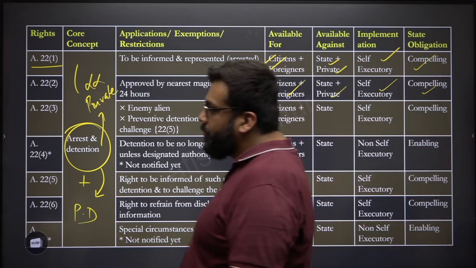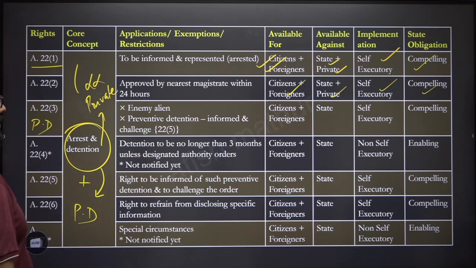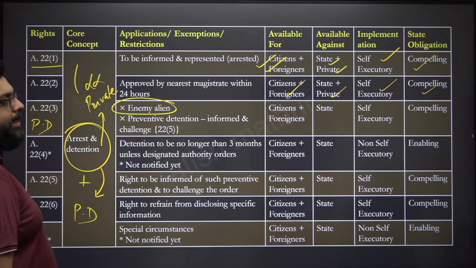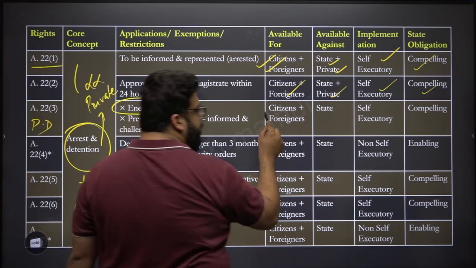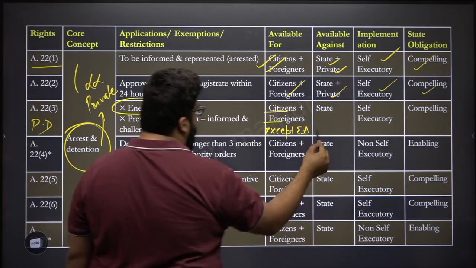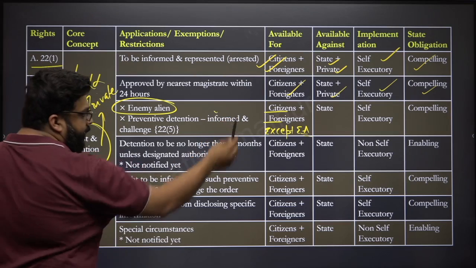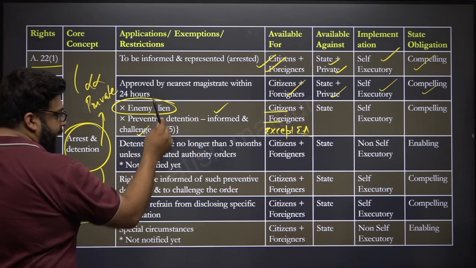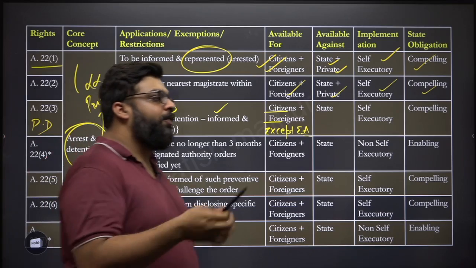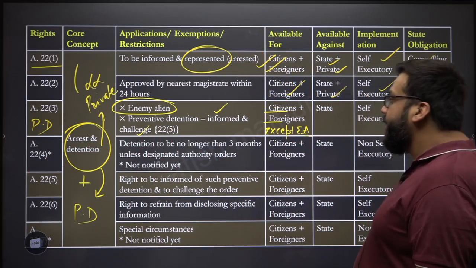Now 22 clause 3 particularly deals with preventive detention. Now preventive detentions are, firstly, the rights that you get under preventive detention are not available against an enemy alien, which means it's available to citizens and foreigners except enemy aliens. All right, this is important. The basic difference is in preventive detention, you have the right to be informed why you have been detained. You also have the right to challenge the detention order, but you do not get the absolute written right of representation by a lawyer. That's the difference between arrest and preventive detention provisions.